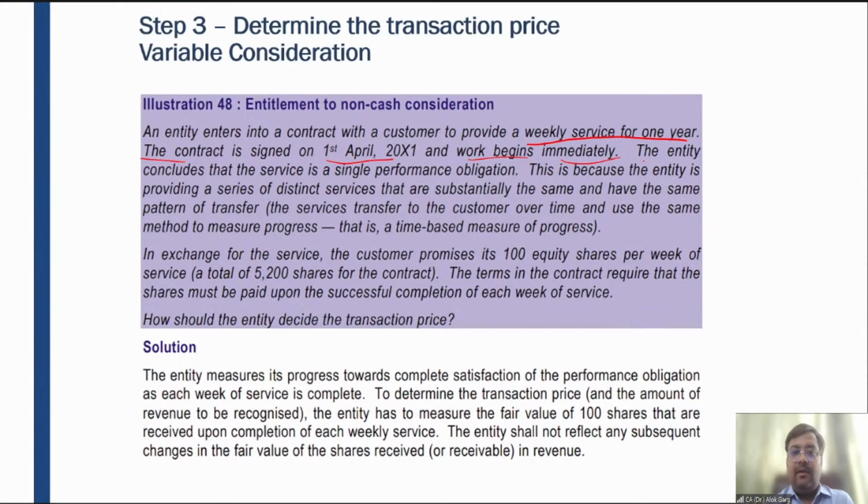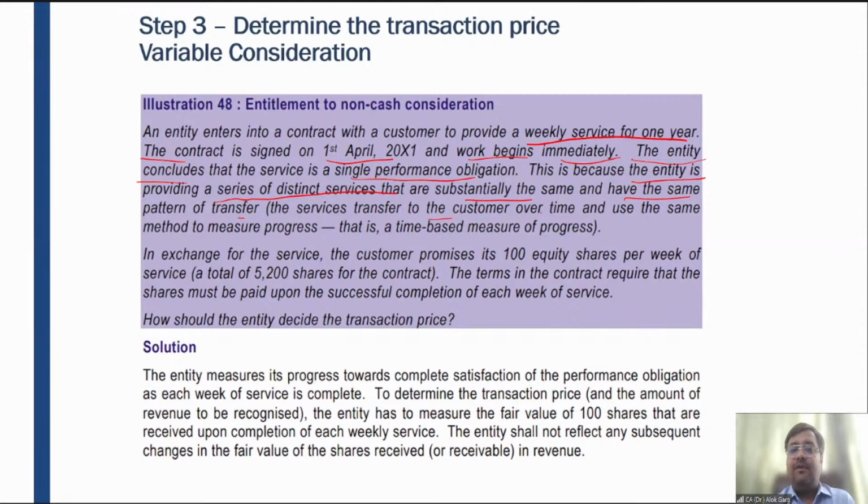The entity concludes that the service is a single performance obligation, a series of distinct goods and services. This is because the entity is providing a series of distinct services that are substantially the same and have the same pattern of transfer. You remember, I have taken an example of newspaper agency, electricity, and security guard. They have the same pattern of transfer.